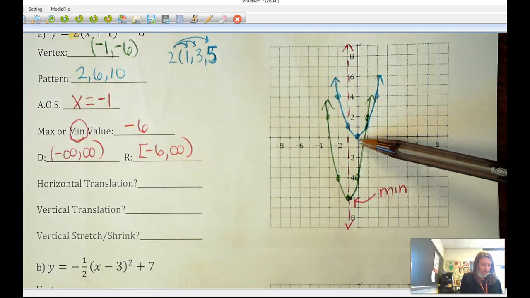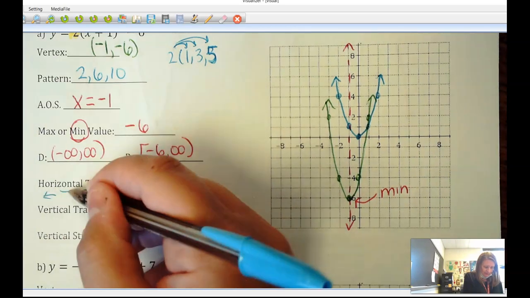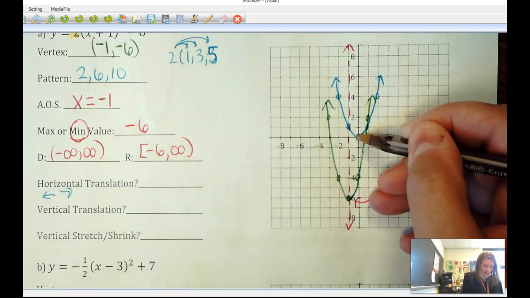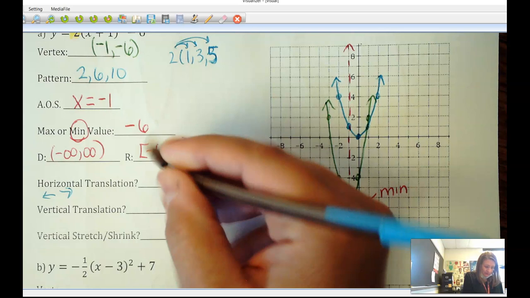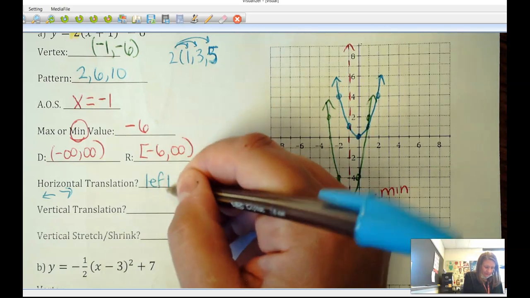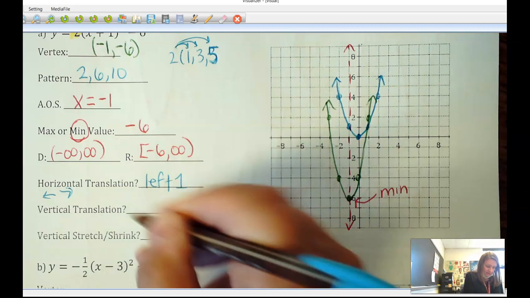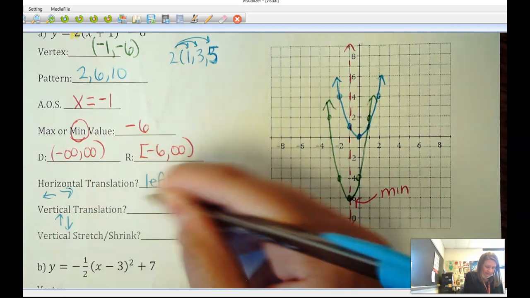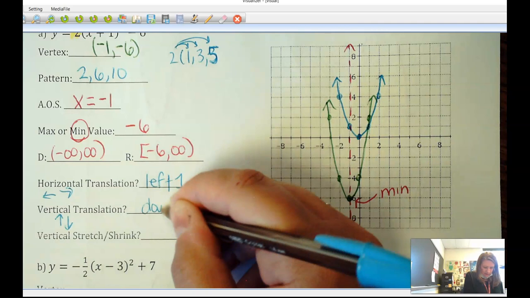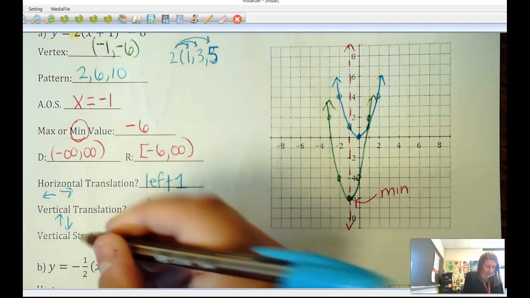So in terms of the translation, for horizontal, this is left or right movement, and I am moving this to the left 1. So that's what I'm going to write down. And then the vertex actually goes left 1 and down 6. So that's your vertical translation. So down 6.